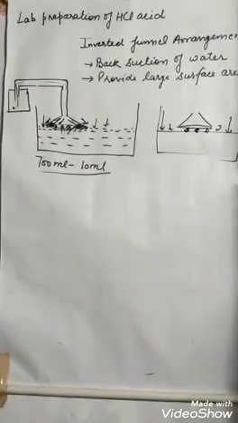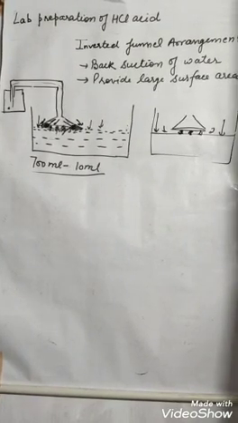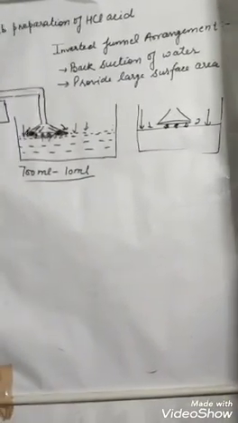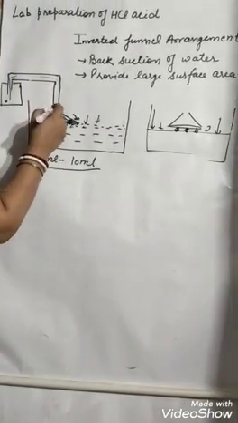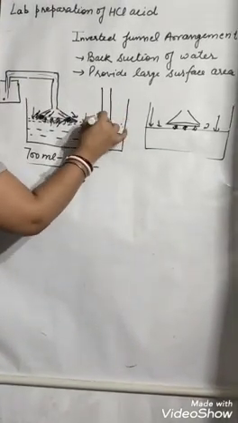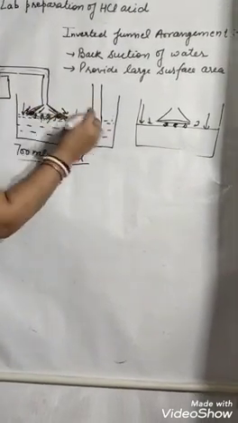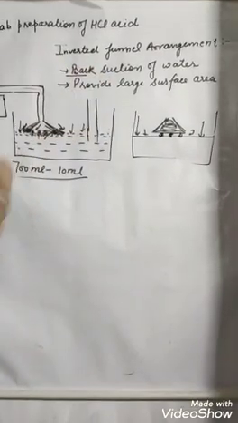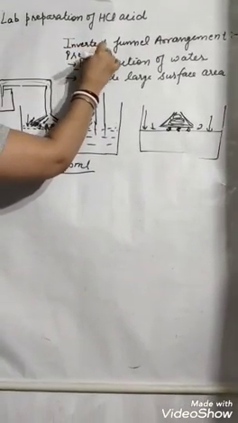So for the lab preparation of HCl, which arrangement have we used? What is the name of this arrangement? Inverted funnel arrangement. What are the advantages of using this inverted funnel arrangement? It provides a large surface area. If we had used an ordinary narrow glass tube, the surface area would be less. Now we have used this inverted funnel, so it provides a large surface area. It also prevents back suction of water.